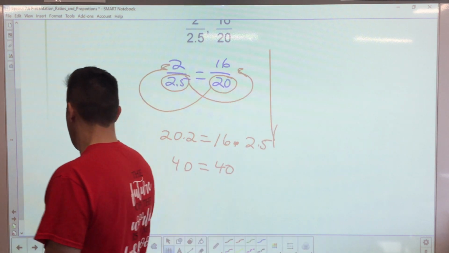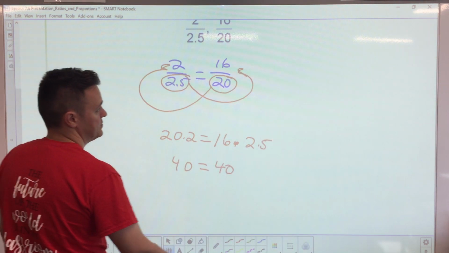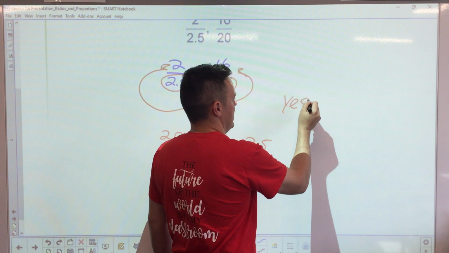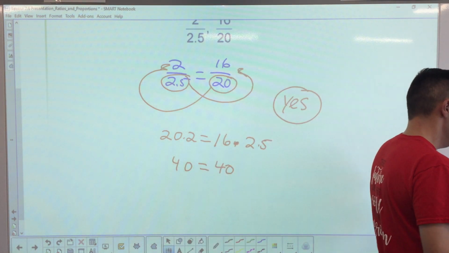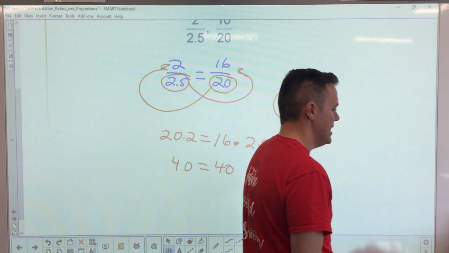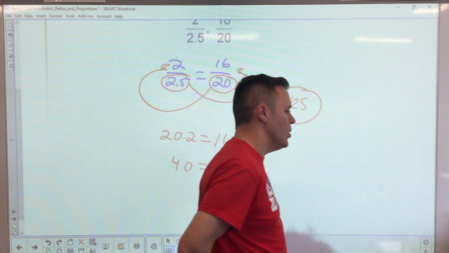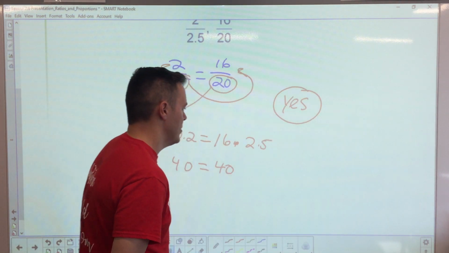Whoops. Pen's starting to go a little squirrely on me. The answer is yes, it is. Okay? It is proportionate. Hopefully you guys understand the cross products are equal, so the ratio forms a proportion.